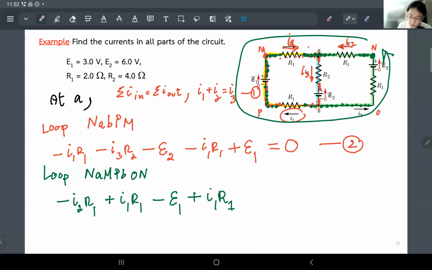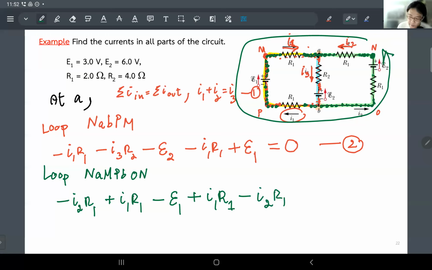Now I'm at O. Turn. Now I'm facing another R1. But now my current is I2 in the same direction. So I'm going along with the flow downhill. So it's going to be negative I2 R1.